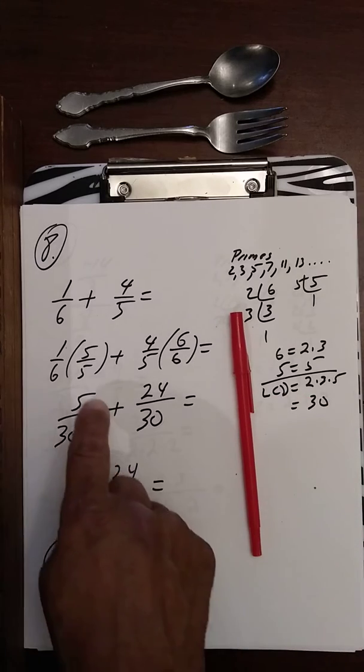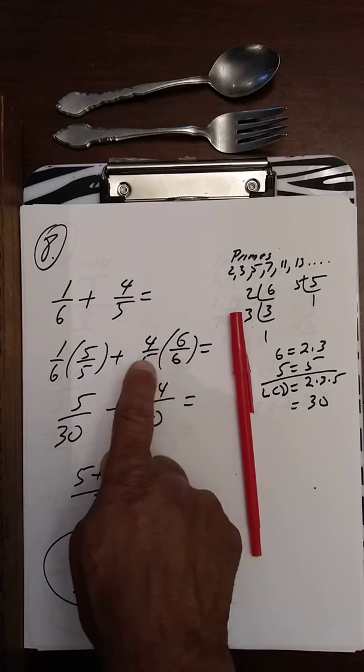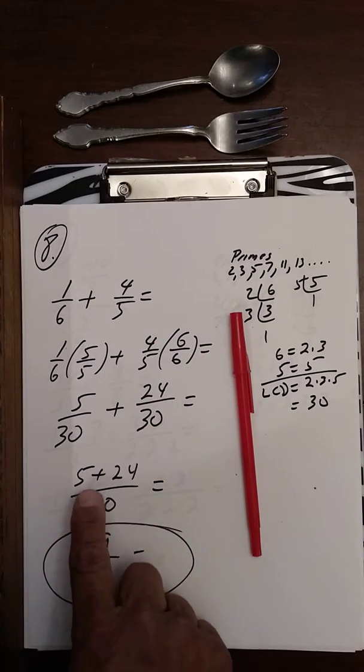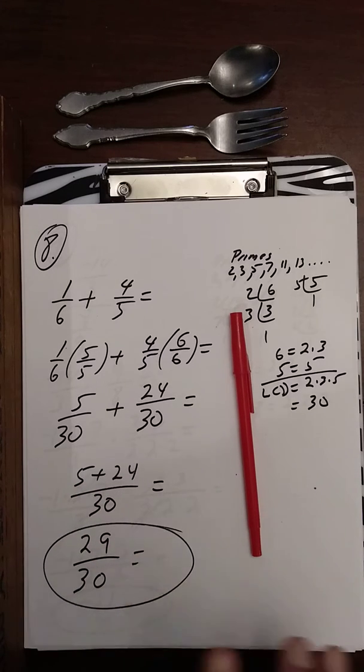So, let's go back. Multiply 5 times that, 6 times that. 5 times 1 gives you 5 over 30. 6 times 4 gives you 24 over 30. Now, we can put them together. 5 plus 24 is 29 over 30. That's all we can do.